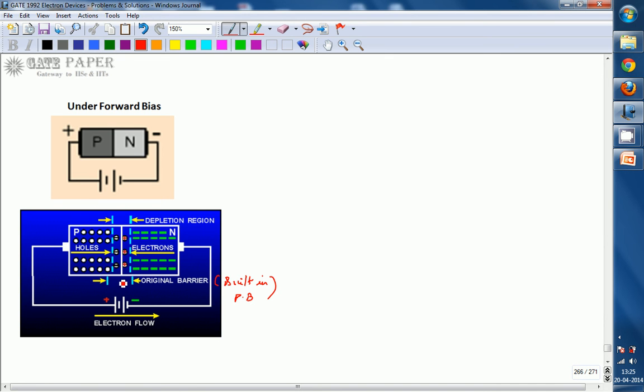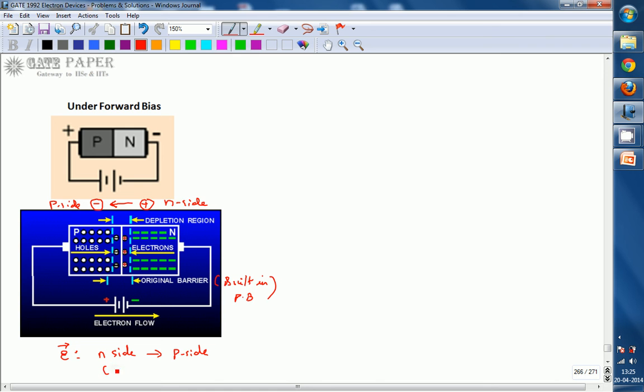Compare the original depletion region under open circuit and the depletion region under forward bias. It is small, and the depletion region consists of positive ions on the N side and negative ions on the P side. We know that the electric field always originates from positive to negative, so from positive ions to negative ions the electric field is induced. That implies nothing but N side to P side. So in forward bias the electric field is generated from positive ions to negative ions, that is, from the N side to the P side.